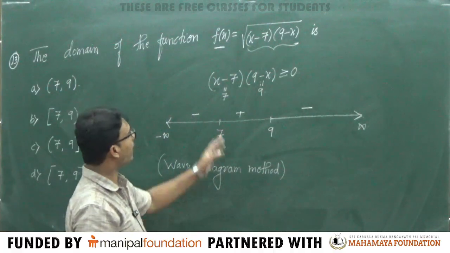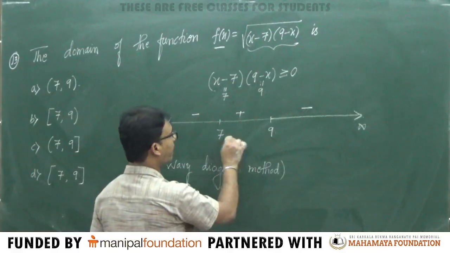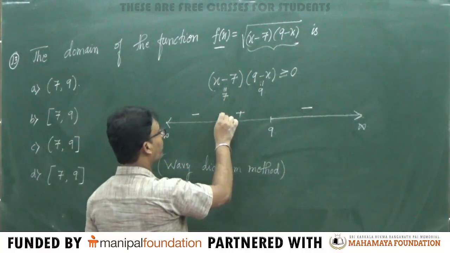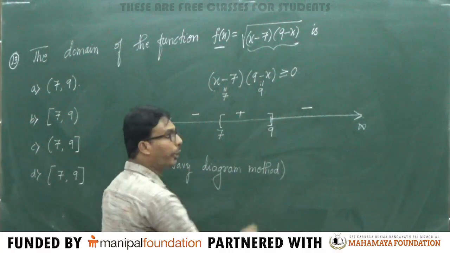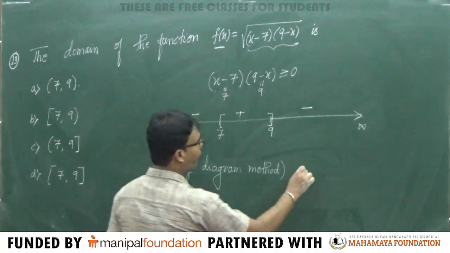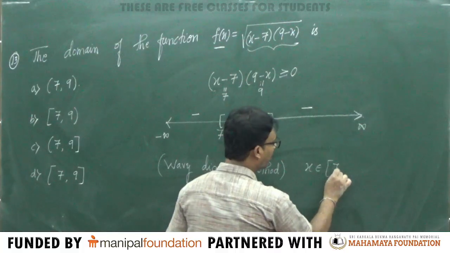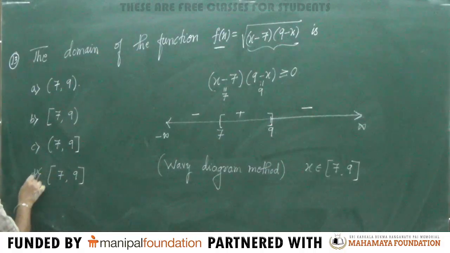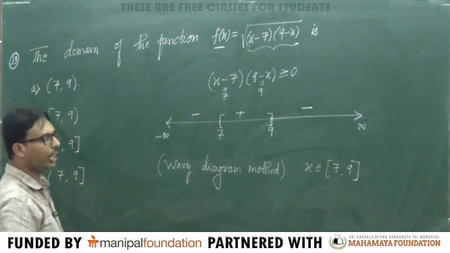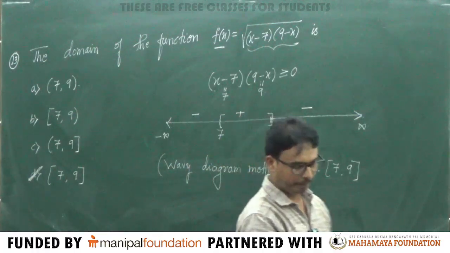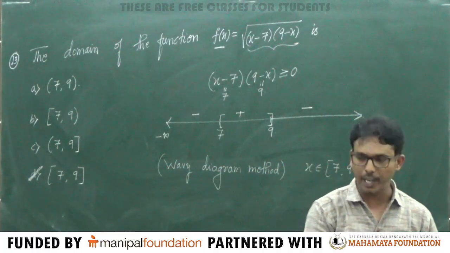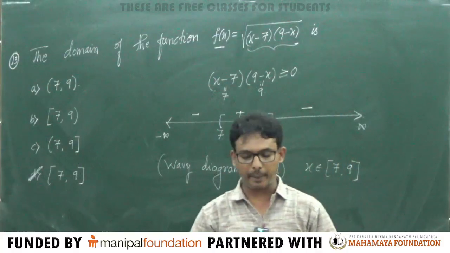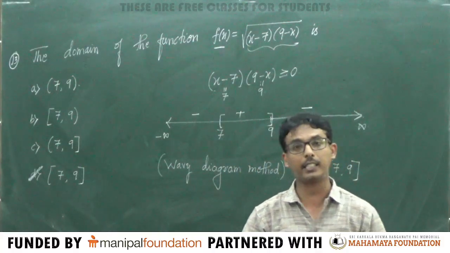Here, in which interval is the product positive? In the interval 7 comma 9, and as this value may be equal to 0, 7 and 9 both are included. Therefore, the value of x belongs to the closed interval 7 comma 9. Therefore, the correct answer is option D. That is the domain of the given function. And if you take any value apart from 7 comma 9, f of x becomes imaginary. There we will say that the function is not defined.